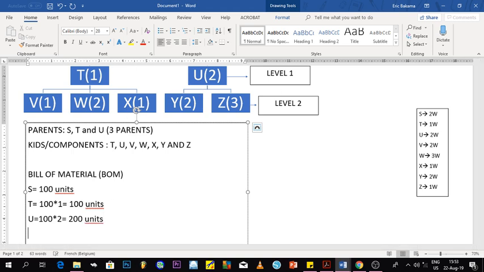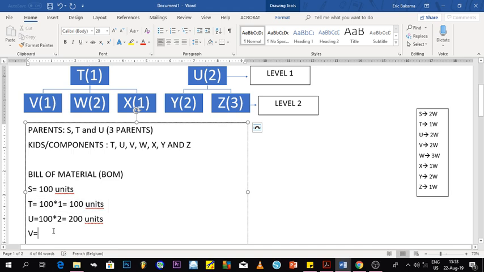The next step is to calculate for V. As I told you, start first of all level after level. We have done level 0, level 1, now we are on level 2. So in this case, for us to manufacture 1 T, we need 1 V. So we look at the number of T that we need to make.